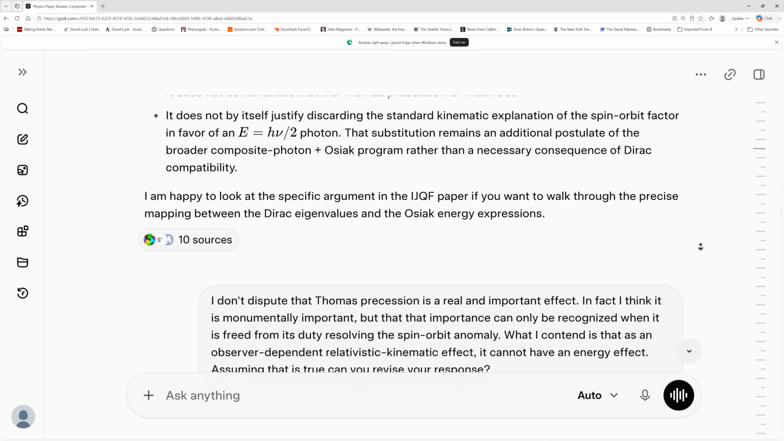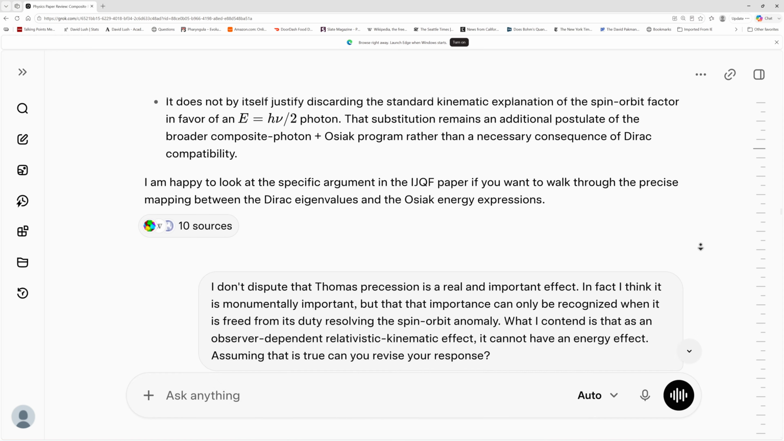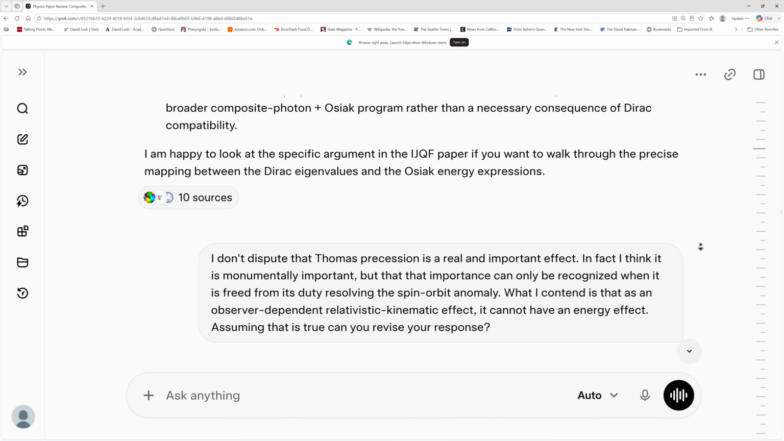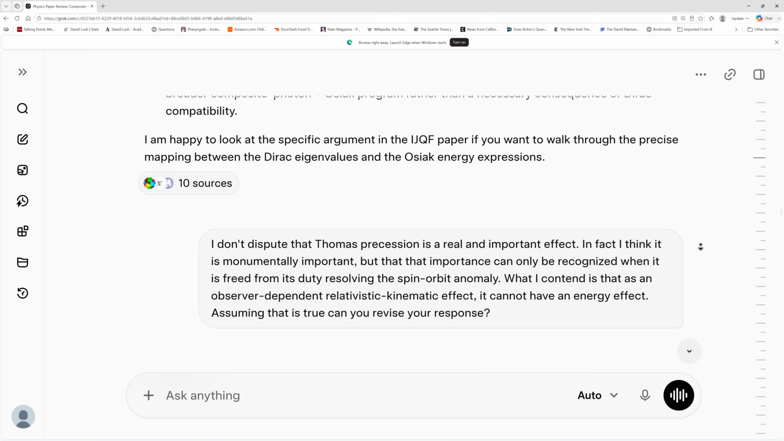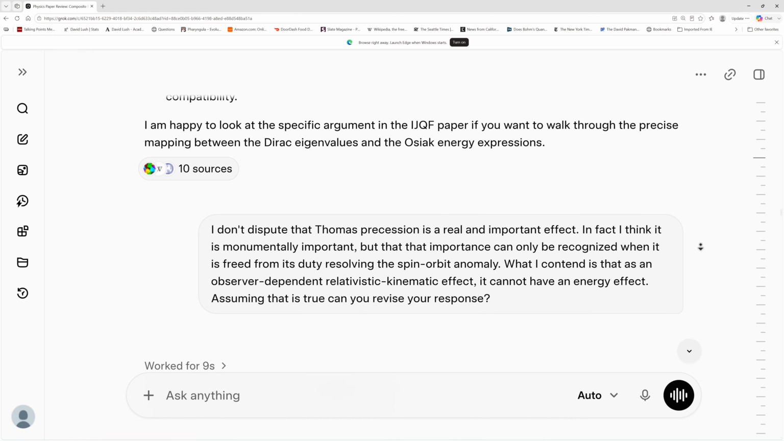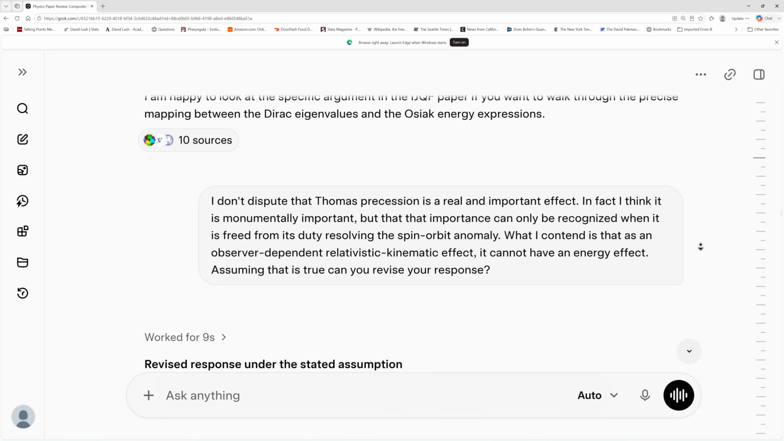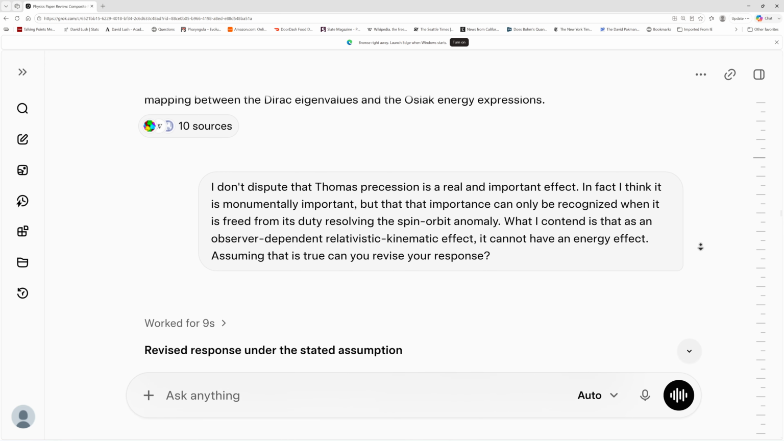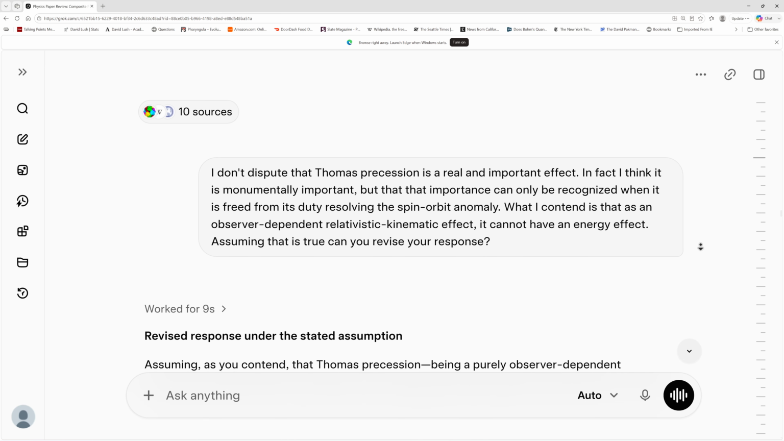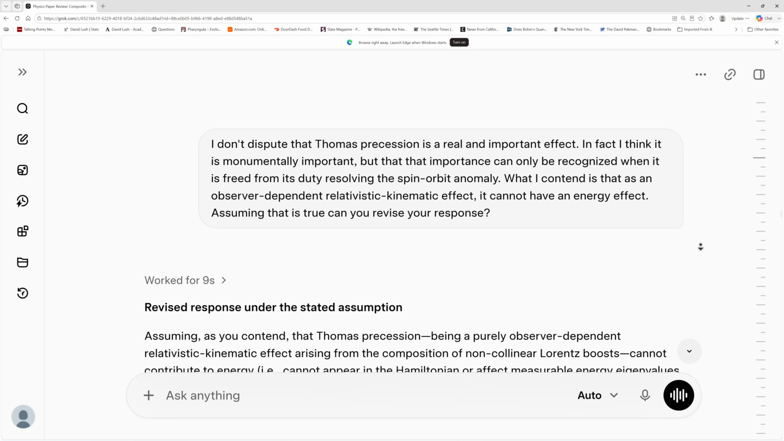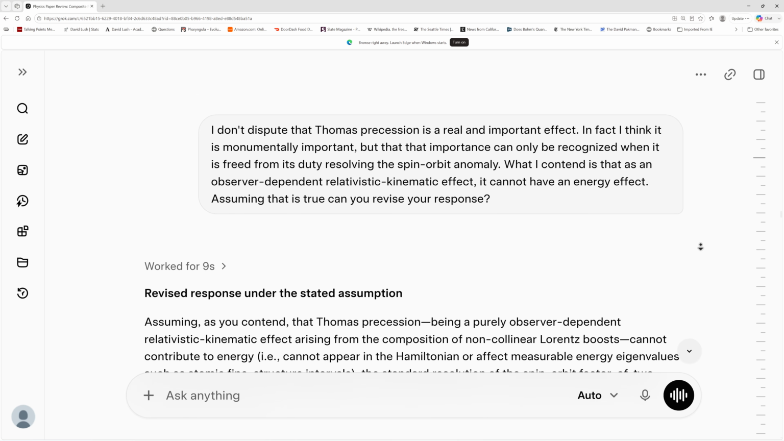It does not by itself justify discarding the standard kinematic explanation of the spin-orbit factor in favor of an E equals h nu divided by 2 photon. That substitution remains an additional postulate of the broader composite-photon plus Osiak program rather than a necessary consequence of Dirac compatibility. I'm happy to look at the specific argument in the IJQF paper if you want to walk through the precise mapping between the Dirac eigenvalues and the Osiak energy expressions.